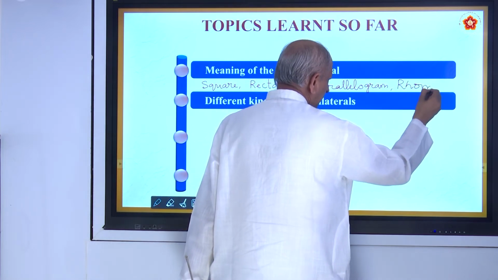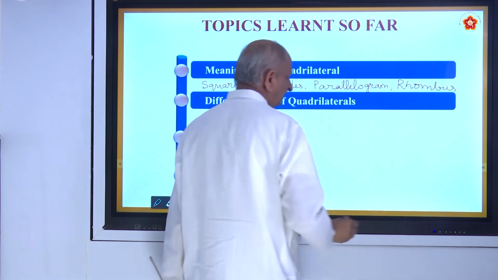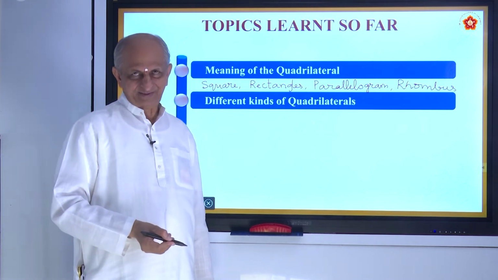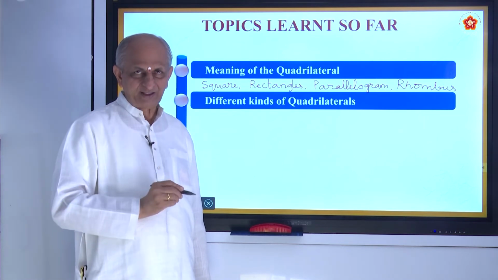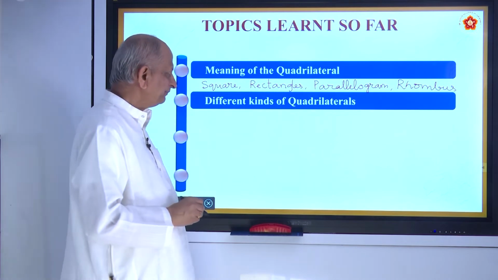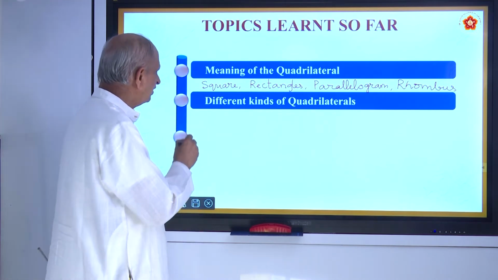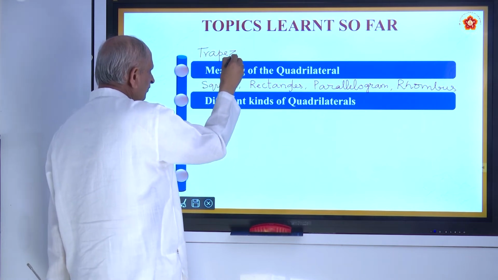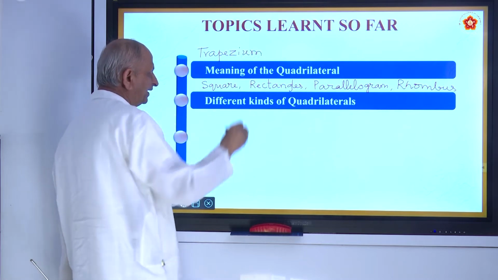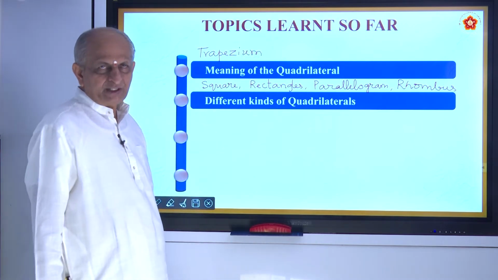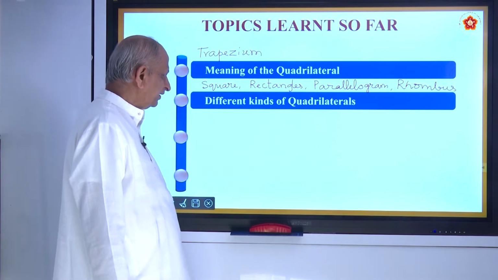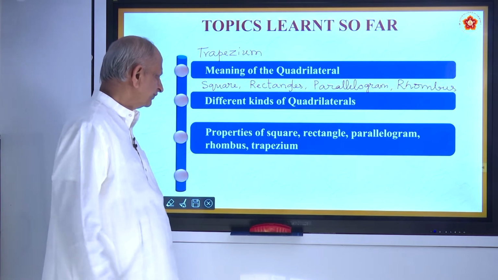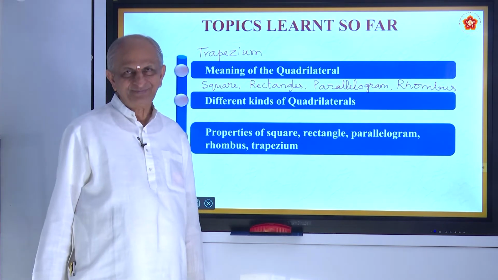You also have one more type called the rhombus. It is almost equal to a square, but in a rhombus the angles need not be 90 degrees, and the diagonals bisect at right angles. All the sides are equal, right? Also, we have the trapezium. In a trapezium, one pair of sides is parallel. Of course, one is a general quadrilateral too, and just now we discussed the properties.